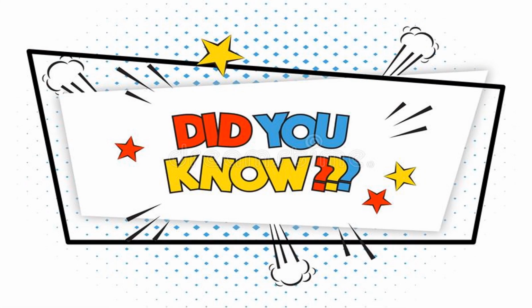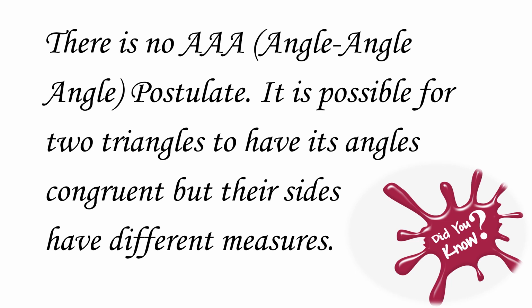Now, aside from those four postulates or theorems, there are still postulates and theorems that are not considered as proofs on triangle congruence. There is no such thing as AAA postulate. Why? Because it is possible for two triangles to have their angles congruent, but their sides have different measures.